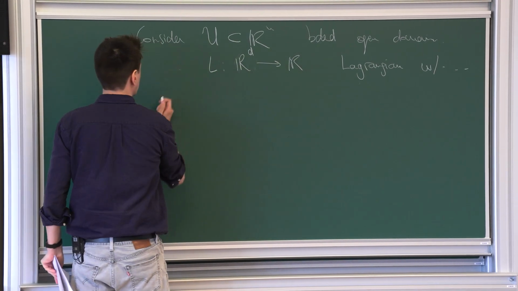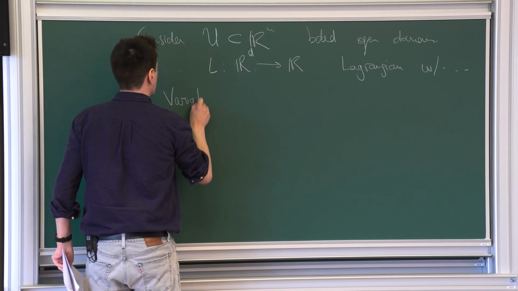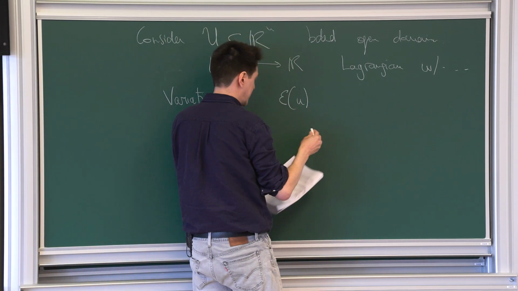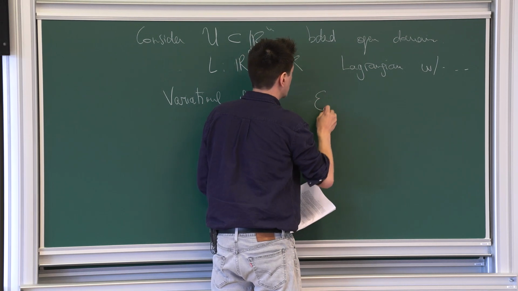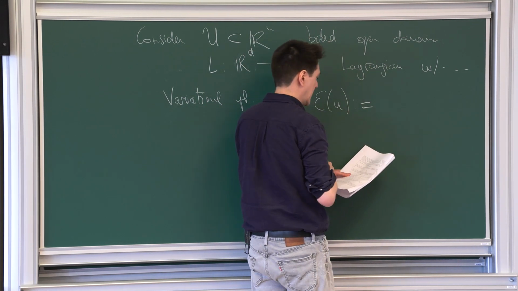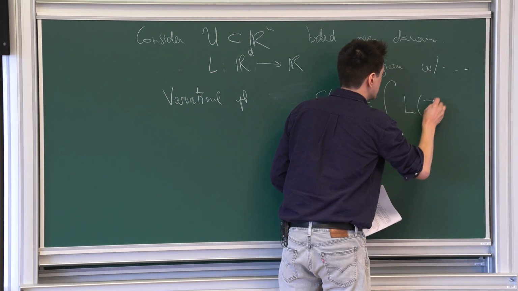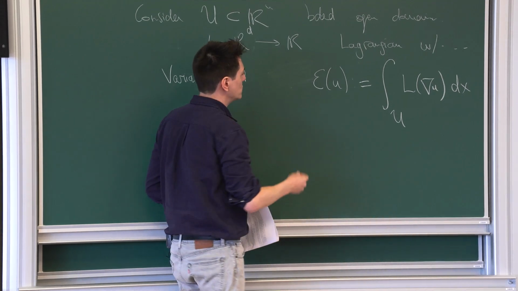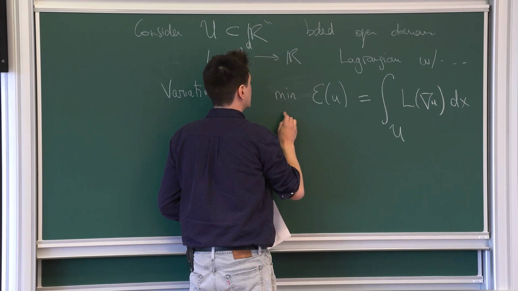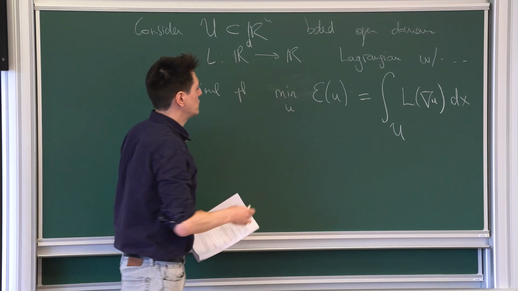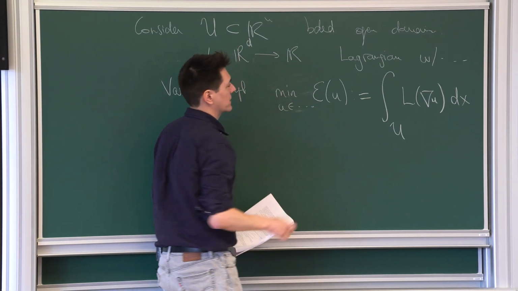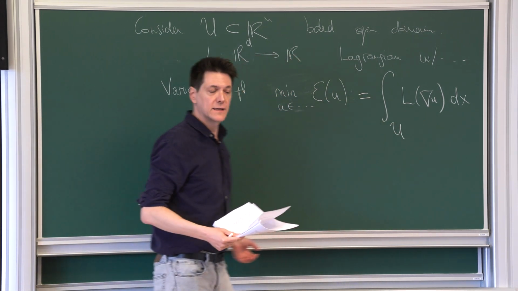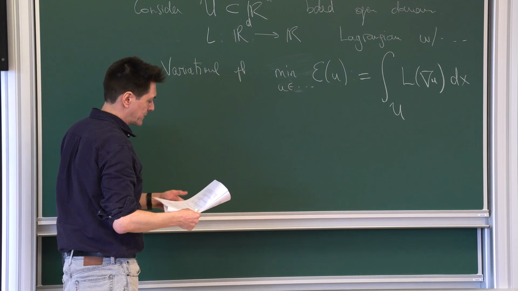And now the variational problem is about minimizing something of that type. So you define a certain functional E for energy, and you integrate your Lagrangian taken on nabla u, and you want to minimize that where u belongs to a certain function space. Of course, you want a function space to at least make sense of that, and potentially with boundary conditions.